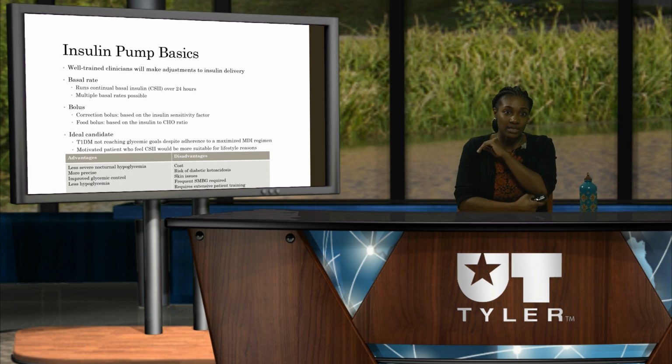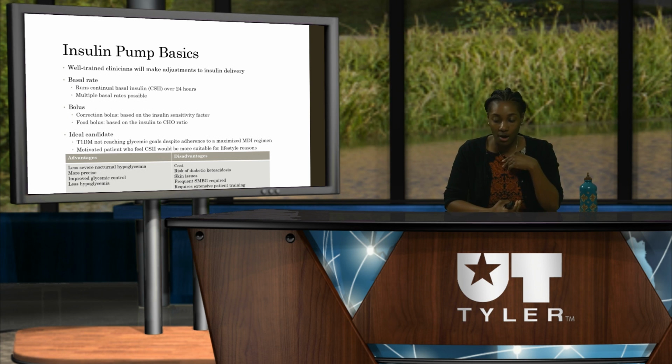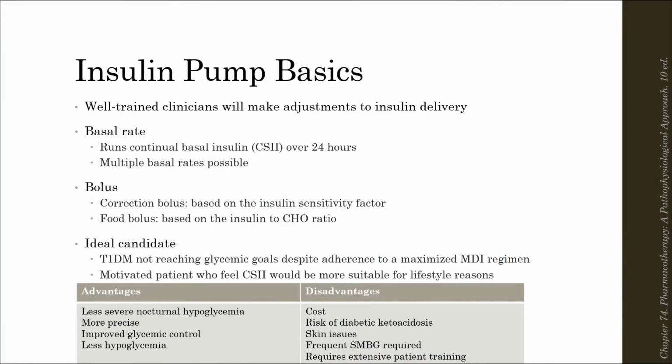But usually it's going to take someone who's well trained, who's gone through all the training modules, in order to really make good adjustments on insulin delivery. The basal rate, as I mentioned, is going to run continuously over 24 hours, and you can give multiple basal rates if you want to. So you could say from 9 to 10, I want it to be 0.6 units per kg.